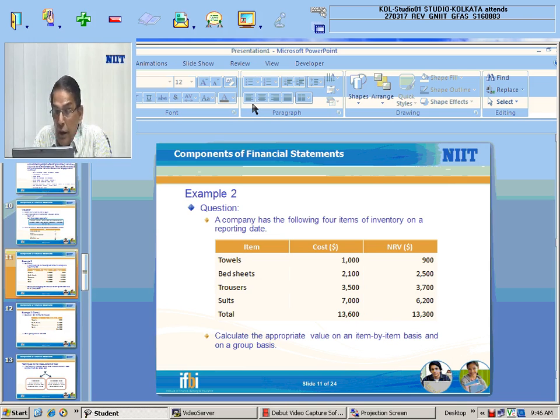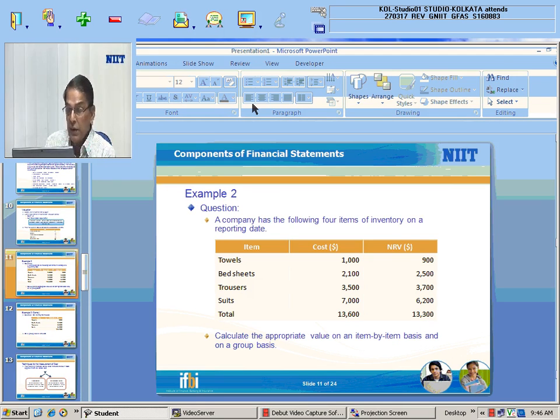But if you are doing the valuation on a group basis, because these are similar kinds of items, considering them as similar kinds of items, you can also go for group basis. So if you do on group basis, total cost is 13,600, NRV is 13,300. So we take that. Then the subsequent measurement of the value of the inventory on the reporting date will be 13,300, whereas the cost is 13,600. So write down involved will be only 300. So it can be done on item by item basis, or similar items can be grouped together for the purpose of determining the value of inventory, and any write down that is needed.